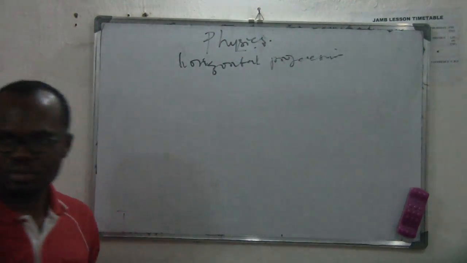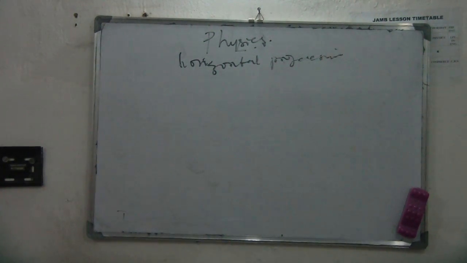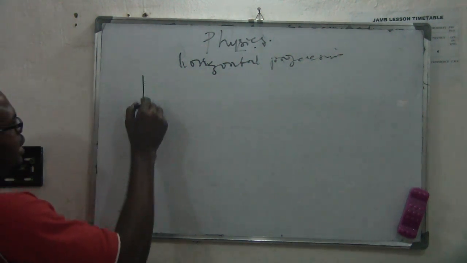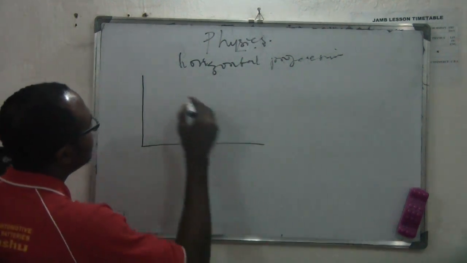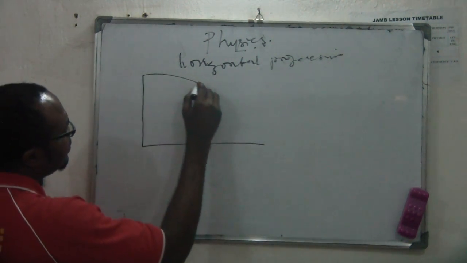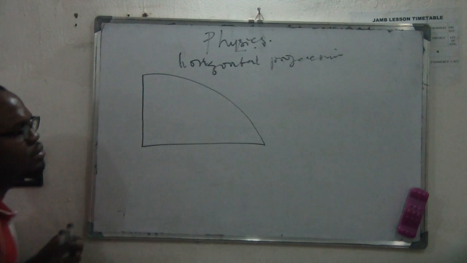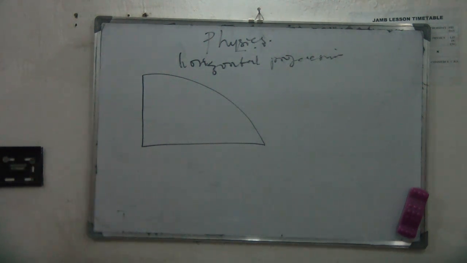Horizontal projection. What happens in horizontal projection? Now when you're talking about horizontal projection, you talk about a motion that has this trajectory form. Is that clear? You have height.